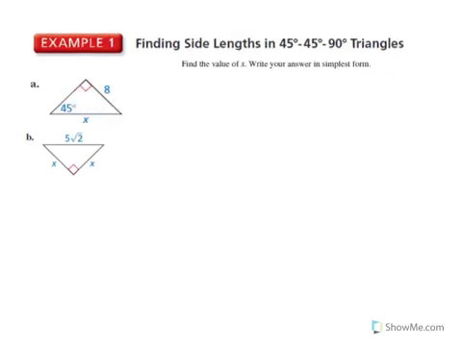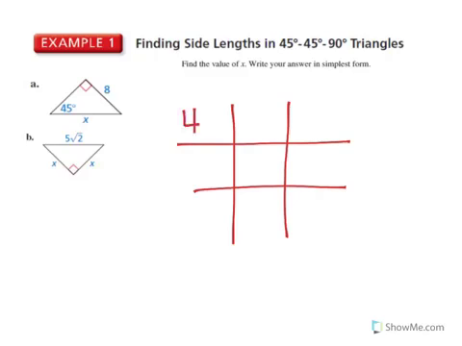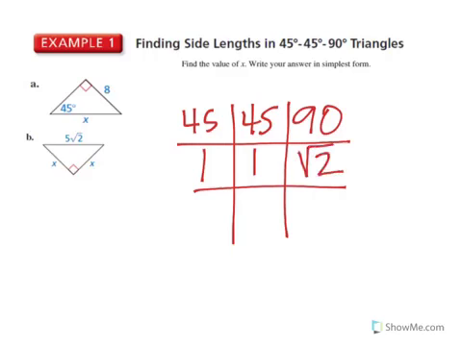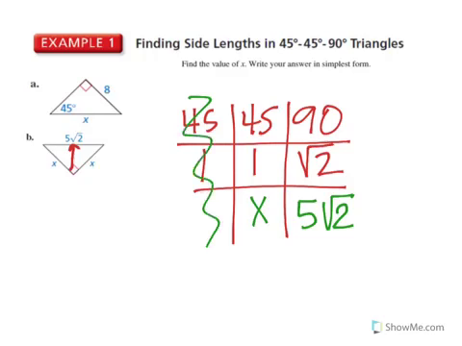Let's go and look at B. I'm going to use a tic-tac-toe board for B. Okay, and it is 45, 45, 90. This is 1, 1, and square root of 2. That part of the tic-tac-toe board would not change. What we add to it is what they give us. So looking at what they give us, directly across from our 90-degree angle, which is our hypotenuse, is 5 square roots of 2. So under the 90, I'm going to put 5 square roots of 2. What we do not know is the legs. Now I don't have to put an x in both of them, and technically we're not even really using that box since it's the same as the other.